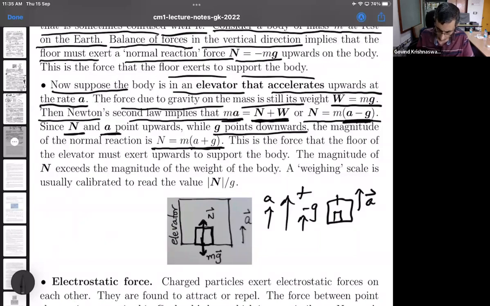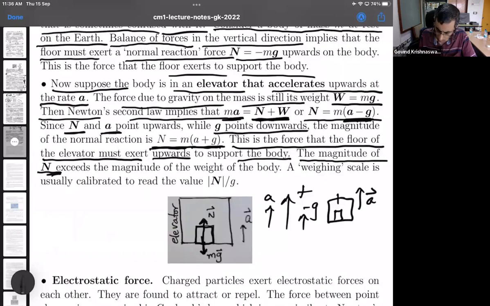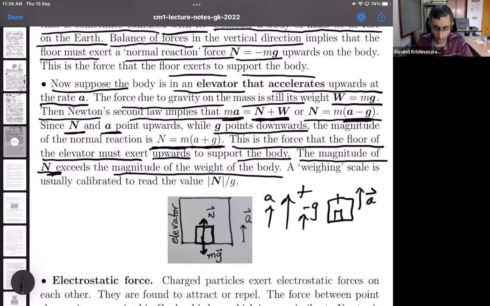Now what is the meaning or interpretation of this normal reaction force? This is the force that the floor of the elevator must exert upwards to support the body. That is how we introduced it. This is the force that my hand must impart on the body to support it, to keep it from falling down. The magnitude of this normal reaction force, we notice, exceeds the magnitude of the weight of the body. It's more than the weight of the body in this context. So it would be wrong to say that the normal reaction is always equal to the weight of the body. That is not the case. We have to work out in each situation and find out.